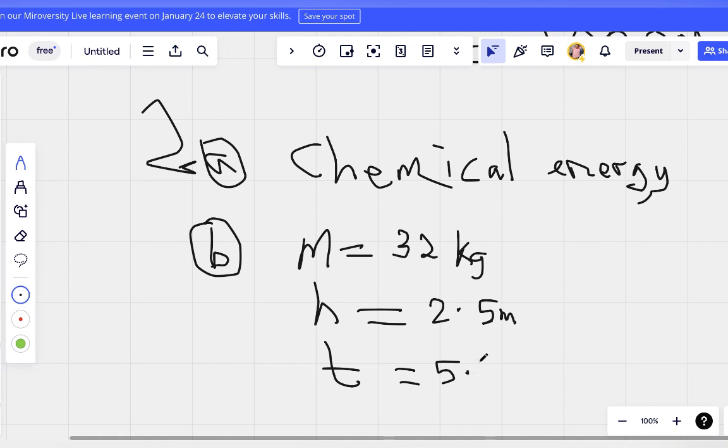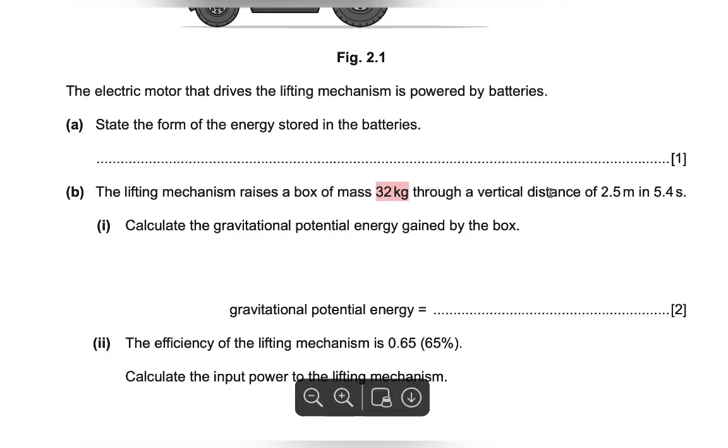So they're going to ask maybe more than one question. Probably you calculate the energy and then you calculate the power or whatever. Let's see what they're going to ask us. Okay, the vertical distance means height. It equals 2.5 meter in 5.4 seconds. That's time. Now calculate the gravitational potential energy gained by the box. Okay, here gravitational potential energy, that's the first one.